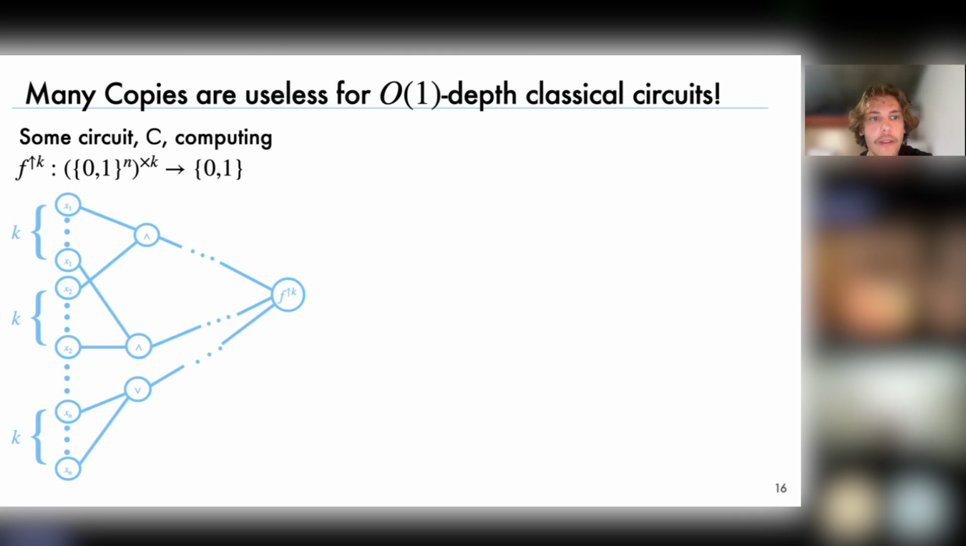One thing I'd like to emphasize is that this classical copies thing is useless in the classical setting in the following sense. Suppose you have some classical circuit, let's say an AC0 circuit consisting of AND and OR gates, that computes this K-block version of F. On the left here, we have the first K bits, which are all X1, the next K bits, which are all X2, all the way to K copies of Xn. So we have the circuit that computes F up arrow K.